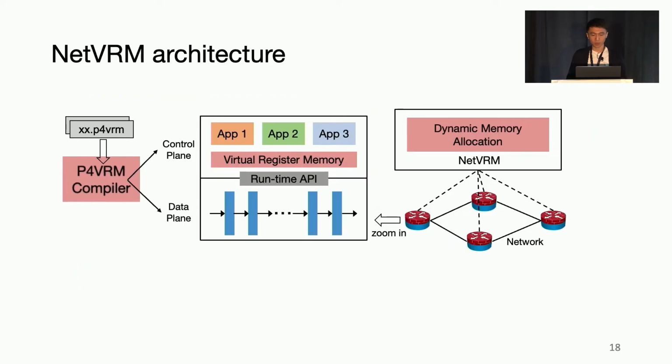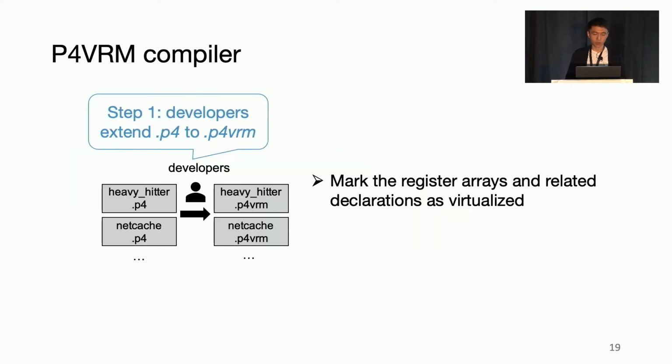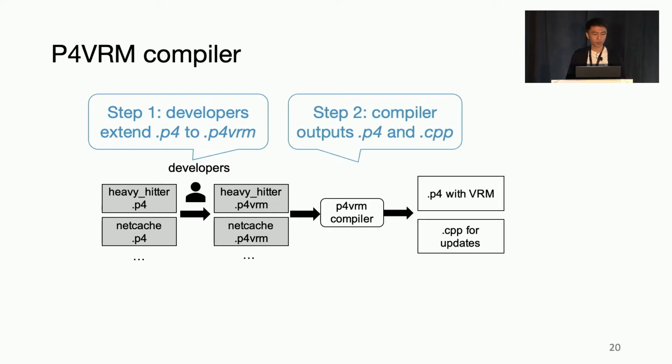The third component is P4VRM, an extension to P4. To use the P4VRM compiler, developers first extend the P4 programs to P4VRM programs by tagging the declarations related to a register array that they want to virtualize. In step 2, the compiler takes multiple P4VRM programs as input and outputs one merged P4 program with virtual memory abstraction and online utility measurement, together with the C++ APIs to configure the virtual memory efficiently from the control plane.